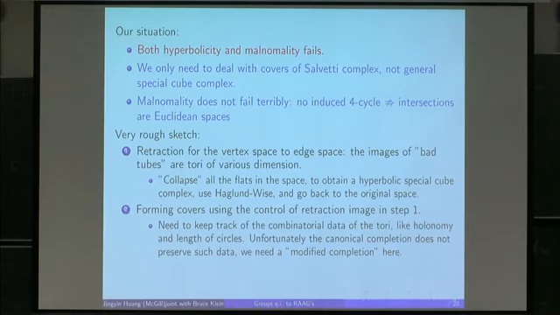So basically here we need some kind of modified version of canonical completion and canonical retraction, so we can make sure that this combinatorial data are preserved, and then we can glue things together. So this is basically two differences from the Haglund-Wise theorem. And once we have these two ingredients, then we're done.